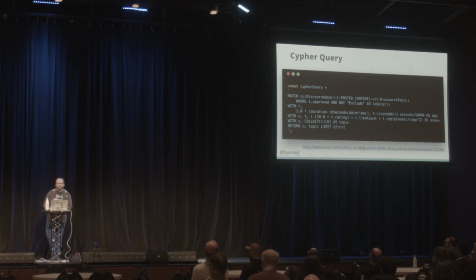In this case, we're running a Cypher query. This Cypher query is implementing what's called an exponential time decay function to rank the activity feed. This is similar to what Hacker News and Reddit use, so that current things that are getting upvoted come to the top and things that don't get voted float away kind of quickly.